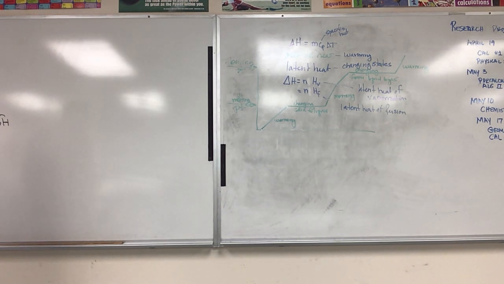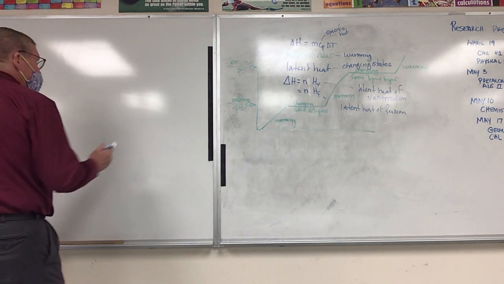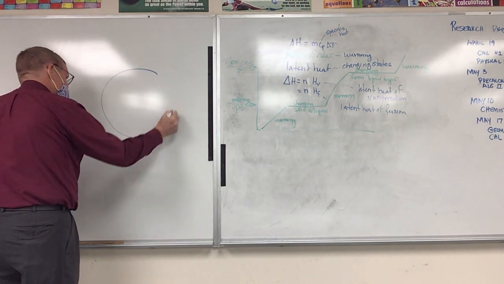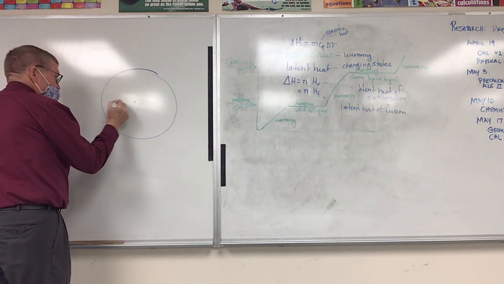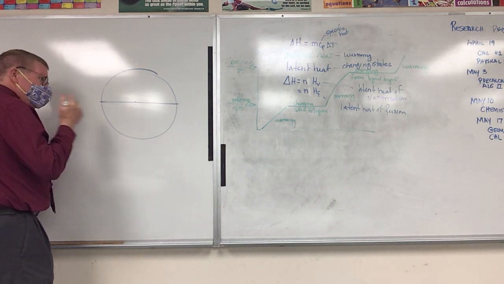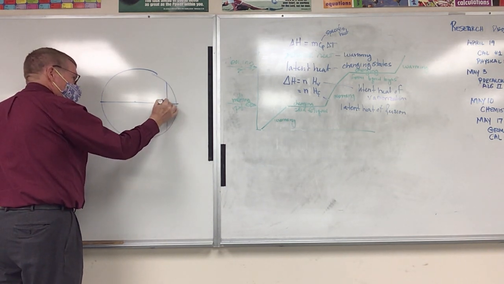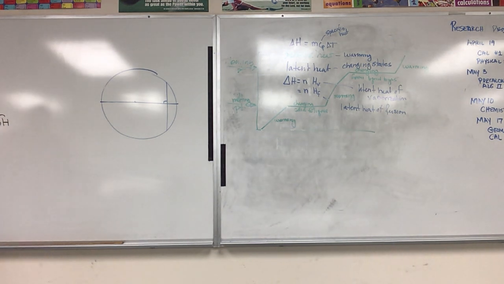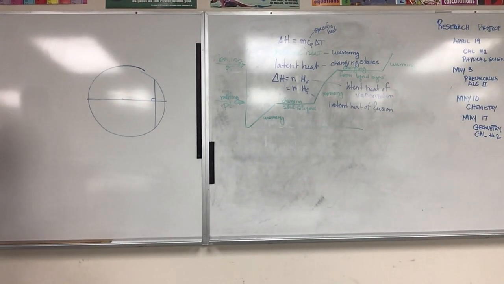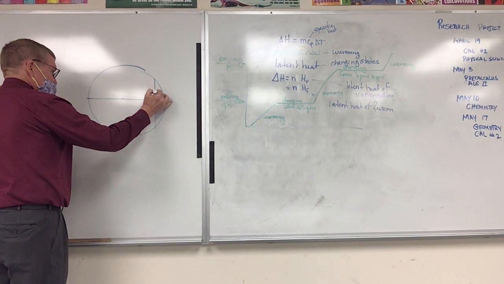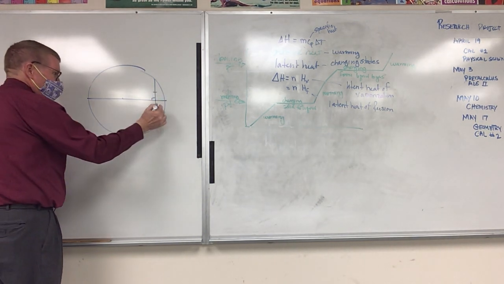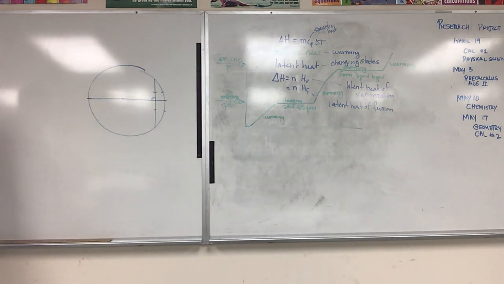In a circle, if a diameter is perpendicular to the chord, then it bisects the chord and its arc. So here we have a circle. We have a diameter. If it is perpendicular, it doesn't matter what chord, if that diameter is perpendicular to that chord, it will bisect the chord and the arc.